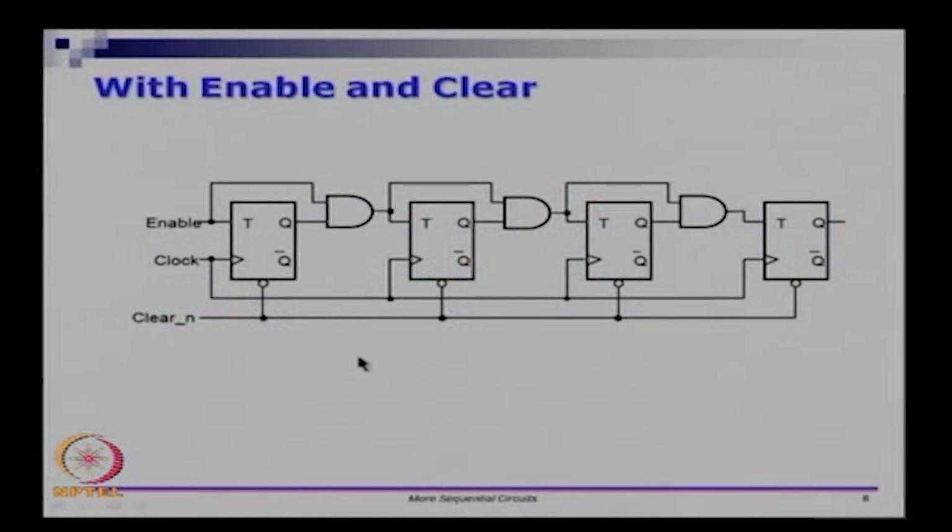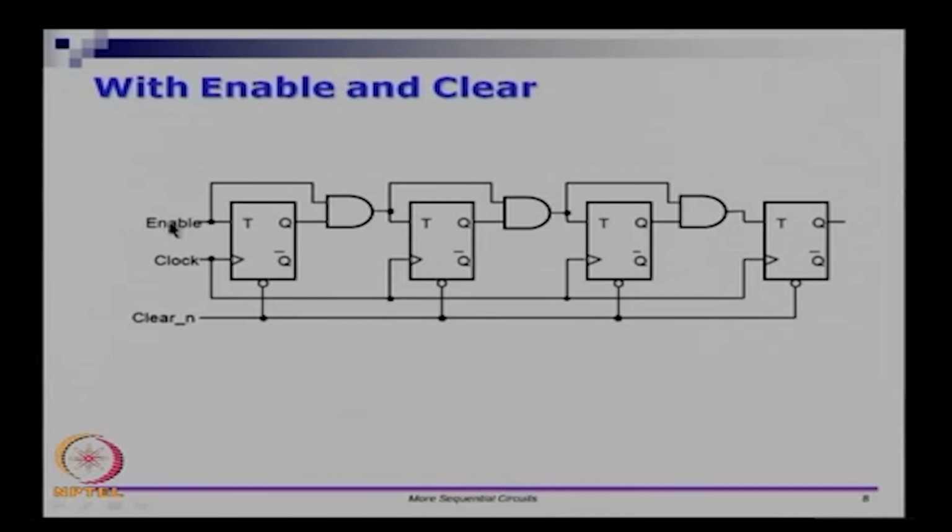There are a few variations that you can look at. This is a circuit which has both an enable and a clear. There is the enable line that is given as an input, and that is ANDed at each of the stages, and there is a clear bar line which is going into a negative clear line. We will come to the clear part later. Let us look at the enable part.